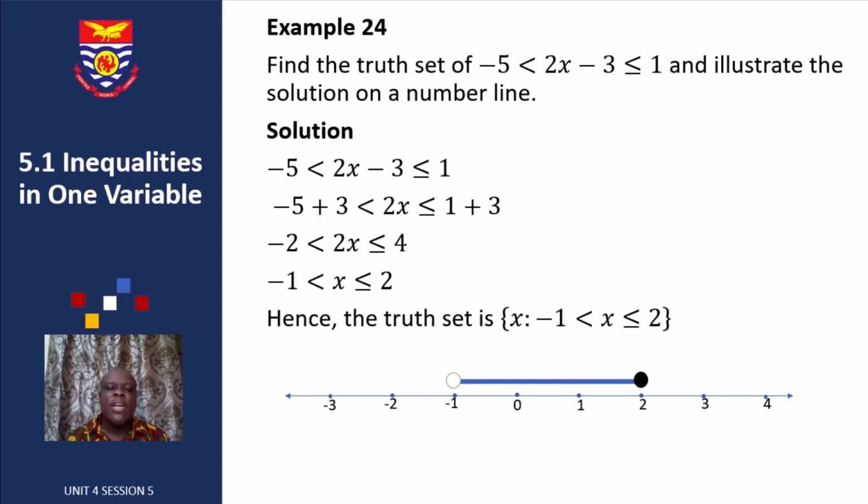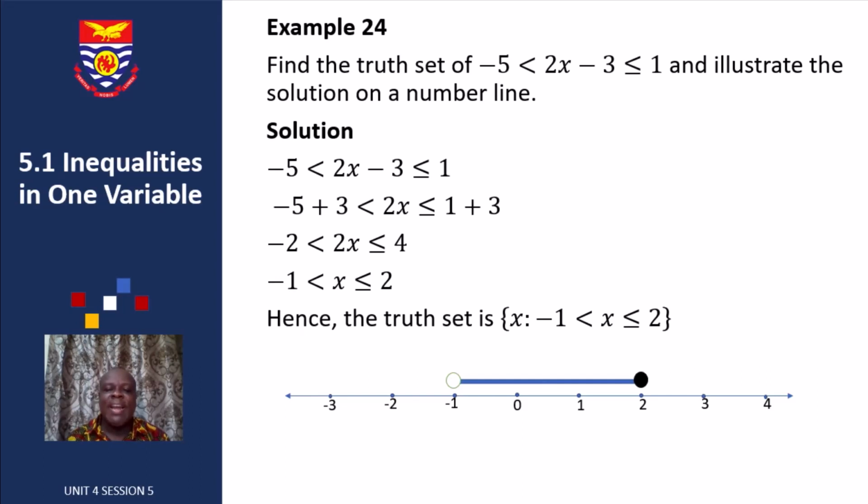So when we move it to the left, we have -5 plus 3, then less than 2x, less than or equal to. Then we move it to the right, and we have 1 plus 3. Then -5 plus 3 will give you -2, and 1 plus 3 will give us 4. Then we divide through by 2. So we have -2 over 2, which gives us -1, 2x over 2, which gives us x, and 4 over 2, which gives us 2. And so the truth set is x such that x is greater than -1 but less than or equal to 2.